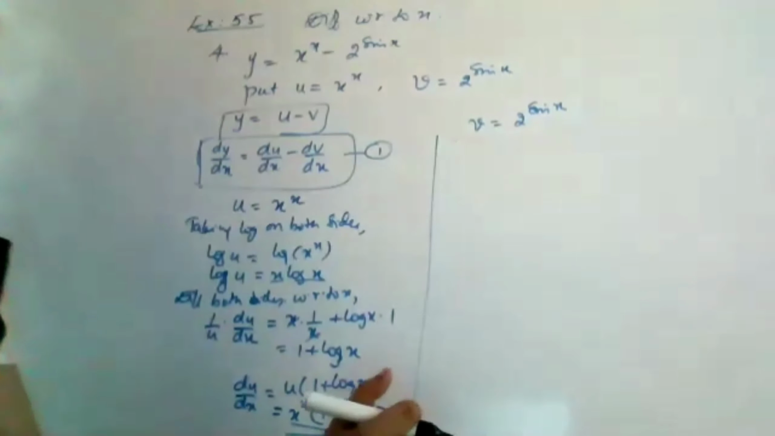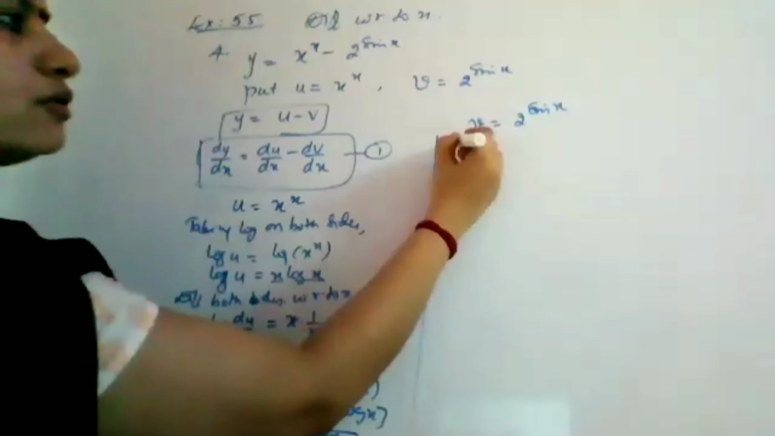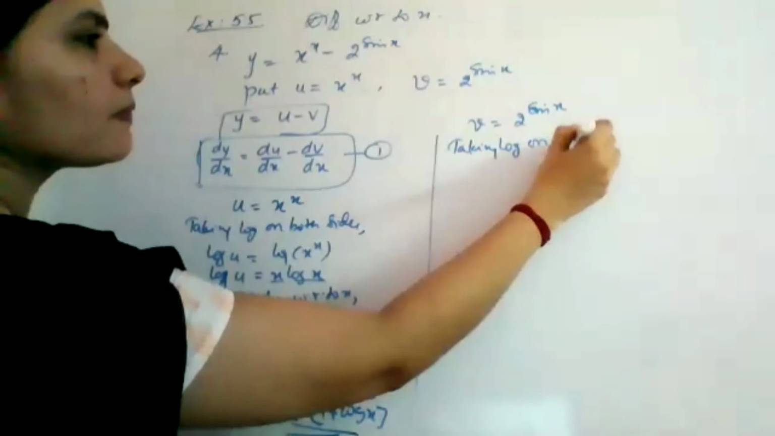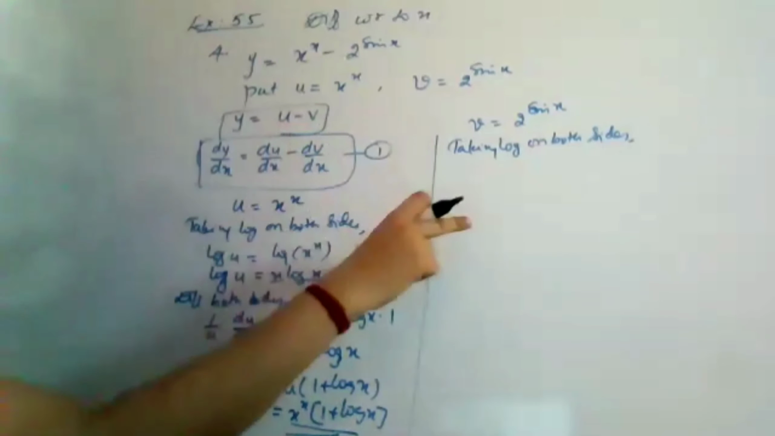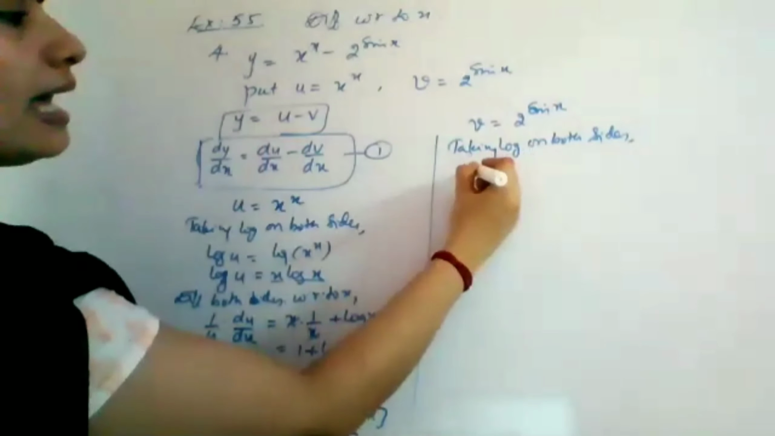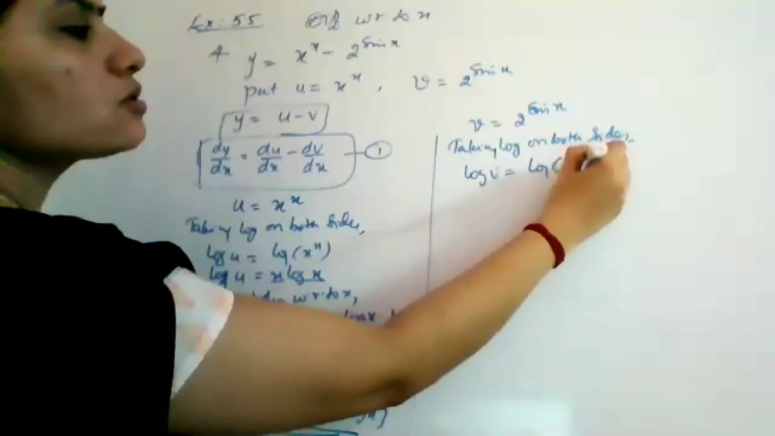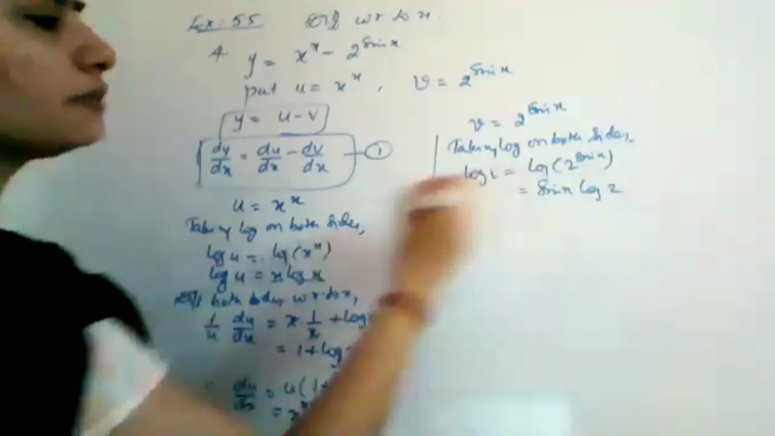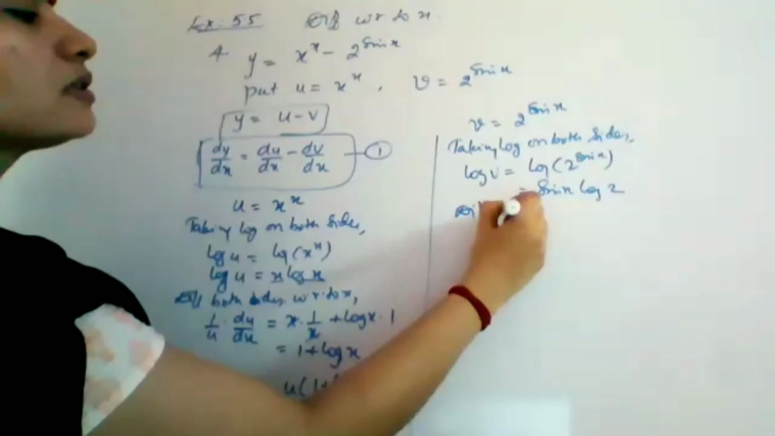Or if you don't know that formula, if you have not studied that formula, you will take log on both sides. That will be time consuming. If you know that way, you can do that way. So here you will have log of v is equal to log of 2 raised to sin x. Now this will give you sin x log 2, correct? After application of log. Now you will differentiate with respect to x.